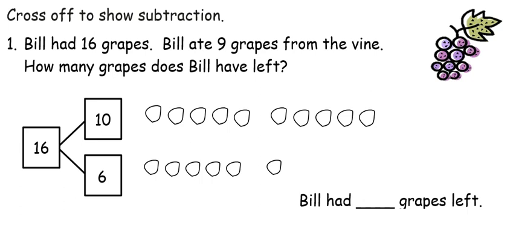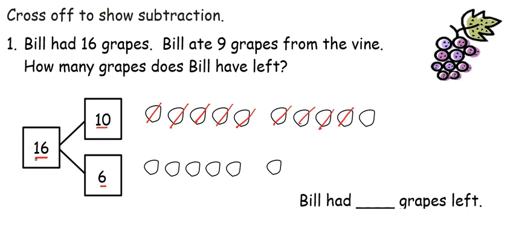Well, let's look at our picture first. We have a number bond showing the 16 grapes. So 16 has been decomposed into 10 and 6. And our picture matches the number bond. I have 10 in the top row and 6 in the bottom row. Since Bill ate 9 grapes from the vine, that means I'm going to cross off 9 of the grapes. I'm going to take those 9 grapes off the 10 row. So I'm going to cross off 9 of those grapes.